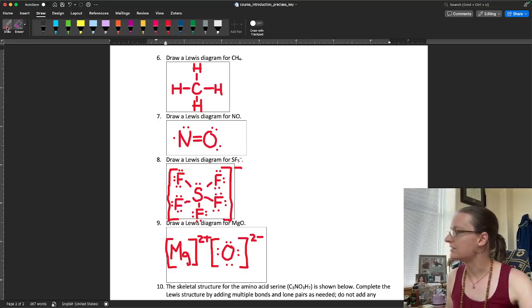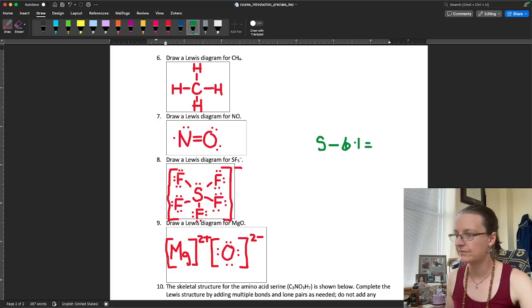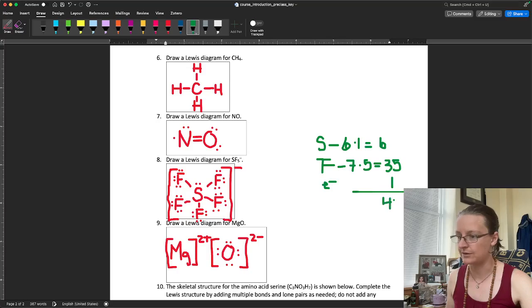And so when doing this particular molecule, we've got one sulfur atom. Sulfur has 6 valence electrons. Our fluorines each have 7 valence electrons, and there are 5 of those, which gives me 35 electrons. And then that negative charge is going to give me 1 extra electron to add to the total, for a total valence electron count of 42 electrons.